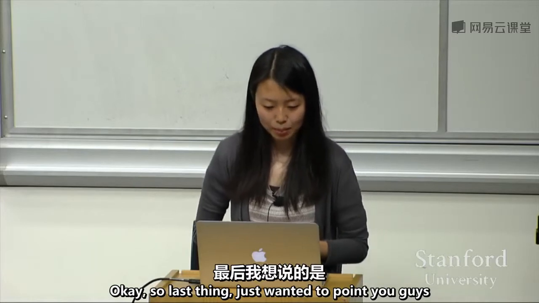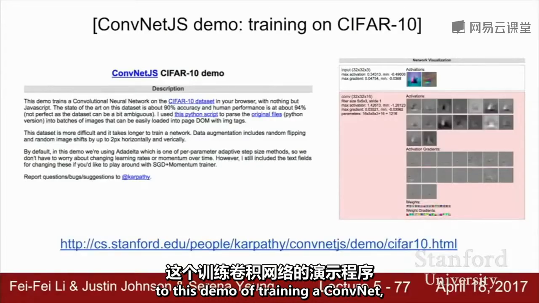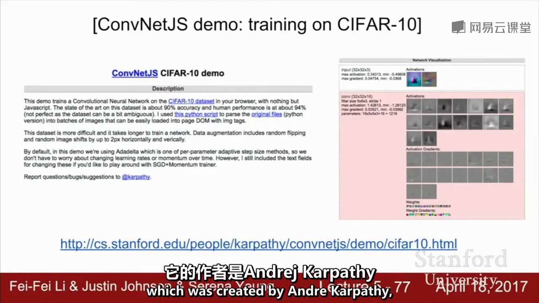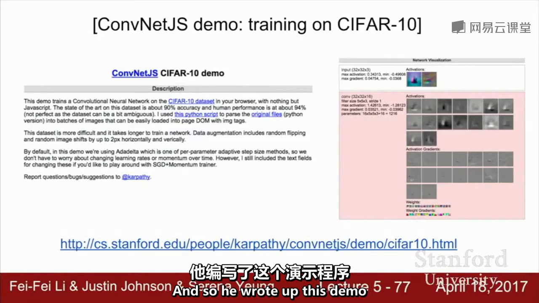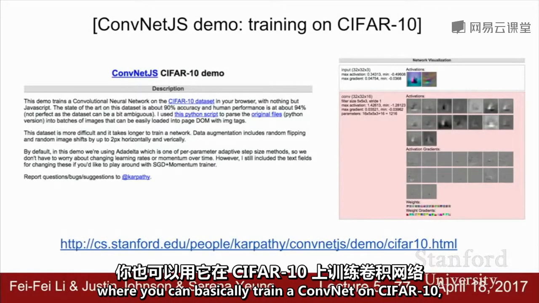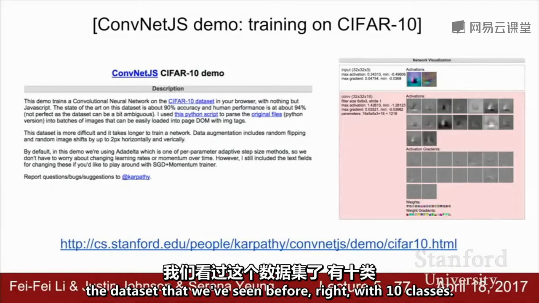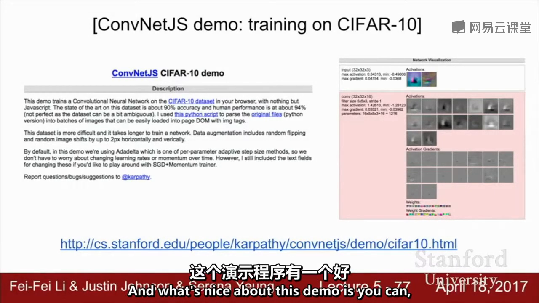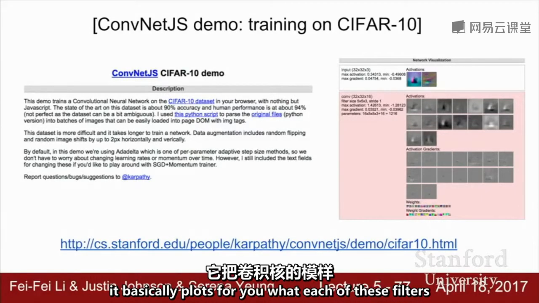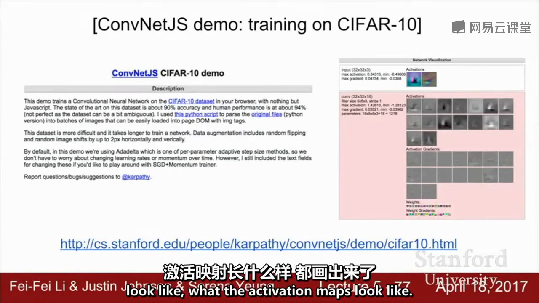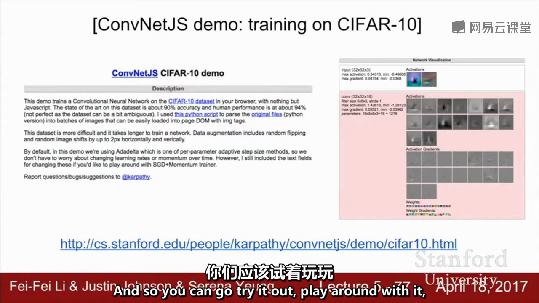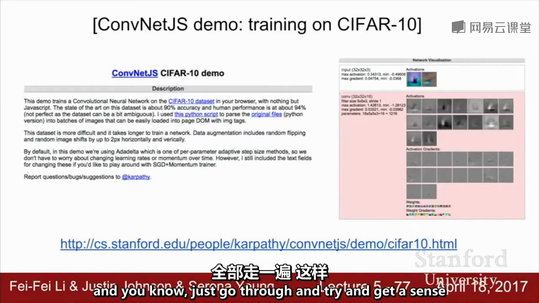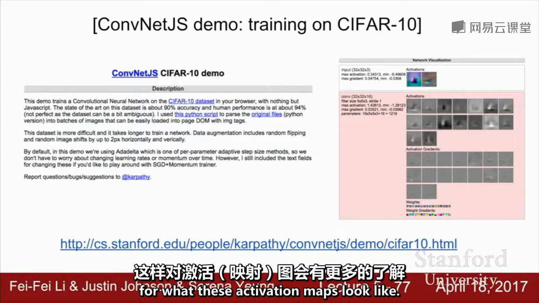Okay, so last thing, I just wanted to point you to this demo of training a ConvNet, which was created by Andrej Karpathy, the originator of this class. He wrote up this demo where you can train a ConvNet on CIFAR-10, the data set that we've seen before, with 10 classes. What's nice about this demo is it plots for you what each of these filters look like, what the activation maps look like. Some of the images I showed earlier were taken from this demo. So you can go try it out, play around with it, and get a sense for what these activation maps look like.